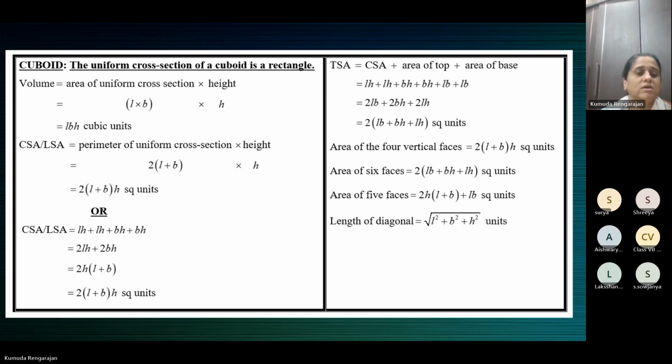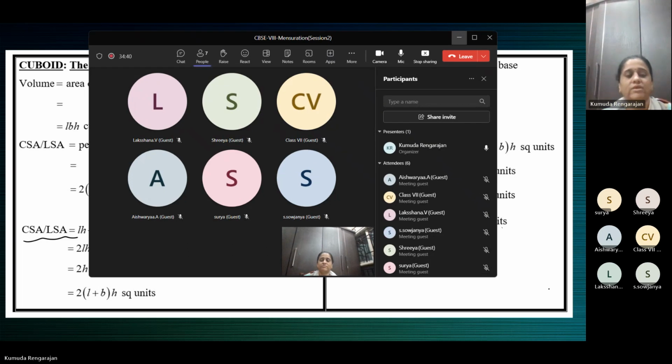All right. Now you can also understand CSA or LSA like this. See here. Now when you look at the cuboid, sorry, cube. I'll just hold this only. It's a cube, but let's just look at it as a cuboid.